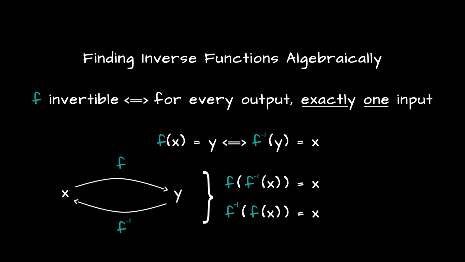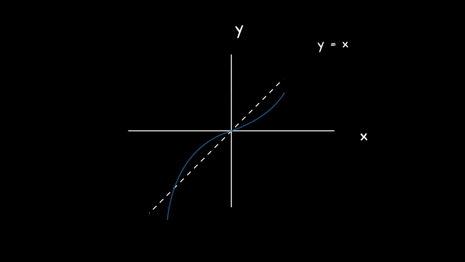original input right back. And recall that geometrically we can tell whether a function is invertible by checking to see whether it passes the horizontal line test. And if it does, then we can produce the graph of the inverse of that function simply by reflecting the graph of the function across the diagonal y equals x.